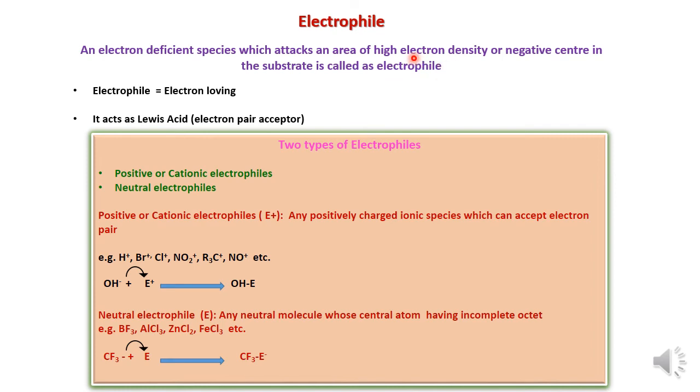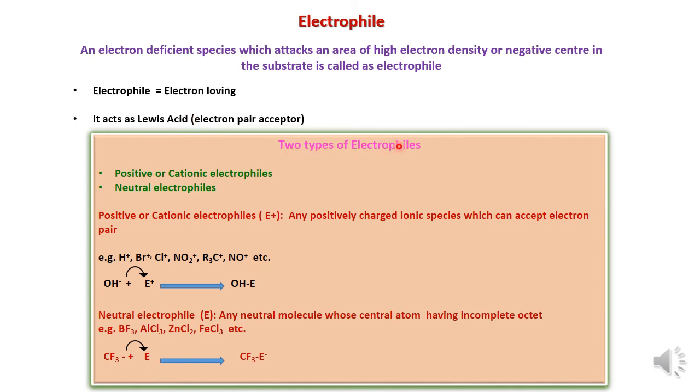So they attack on the area of high electron density because they want electrons. As they are electron loving, they will naturally attack on the high electron density or negative center, that is the anion. If there is a negative charge on the atom, they will certainly attack on the negatively charged element or atom. In this way, they can act as a Lewis acid. Lewis acid means what? Electron acceptors. So electron acceptors are called Lewis acids, and Lewis acids are also examples of electrophiles.